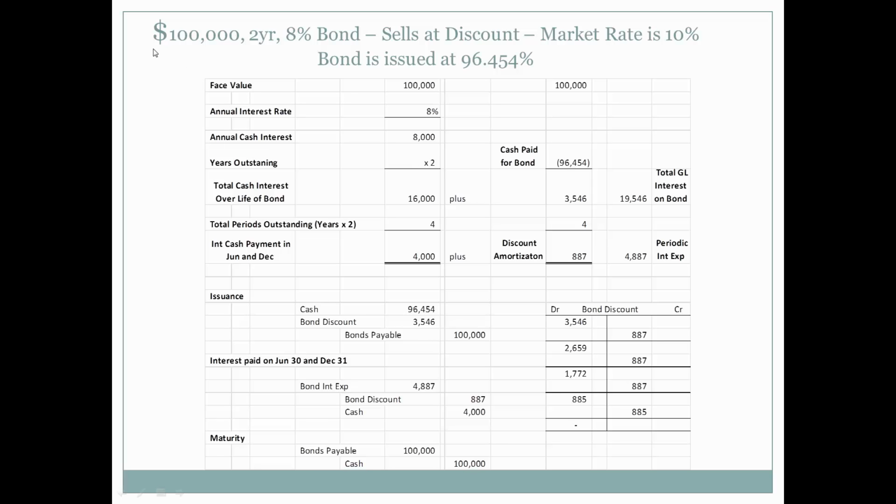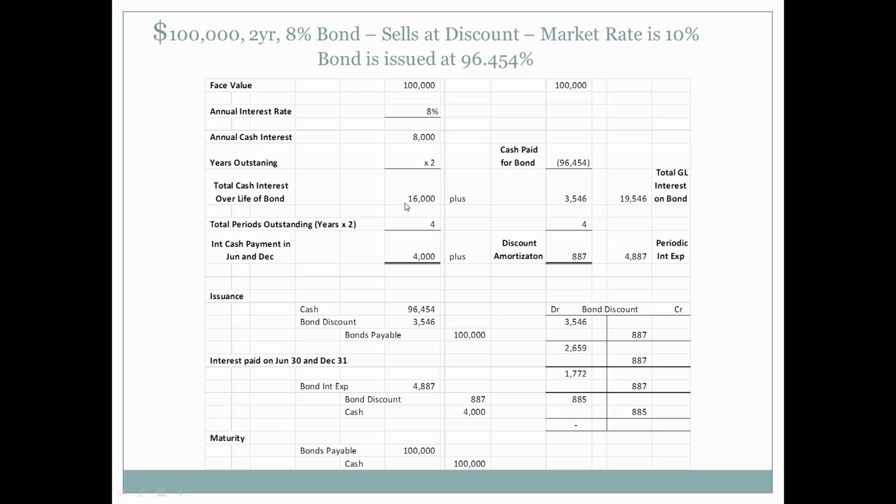So in this instance, we have a $100,000 bond. 2 years is an 8% bond. It's selling at a discount because the market rate is 10%. The bond will be issued at 96.454%. Face value $100,000. The annual interest rate is 8%. The annual cash interest is $8,000 times the number of years outstanding will be times 2. So the total cash interest over the life of the bond is $16,000.